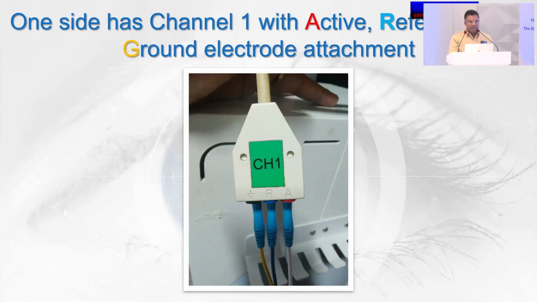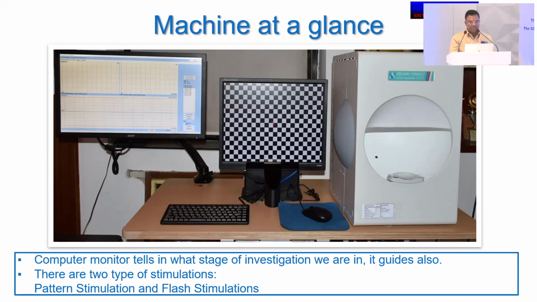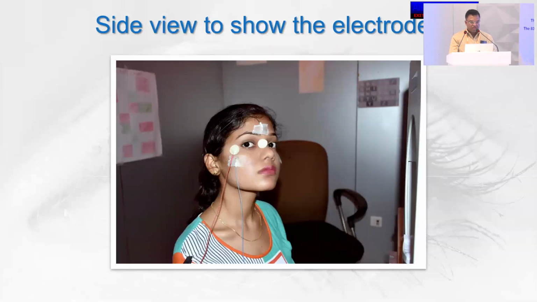Now, adapters usually are one channel and 2 channel adapters. The test for one eye is usually done with one channel, and those for 2 eyes are usually done with 2 channel adapters. After electrodes, the second important part is the machine. The machine consists of a computer monitor which tells at which stage of the investigation we are in. It also guides us through the test, and there are 2 types of stimulation machines. One is the pattern stimulation and another is a flash stimulation.